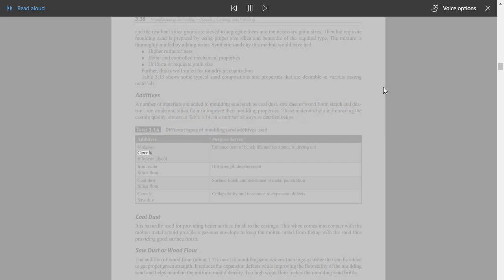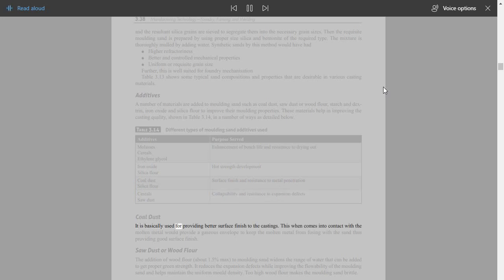Additives and purpose served: molasses, cereals, ethylene glycol, for enhancement of bench life and resistance to drying out. Iron oxide, silica flour, for hot strength development. Coal dust, silica flour, for surface finish and resistance to metal penetration. Cereal, sawdust, for collapsibility and resistance to expansion defects.